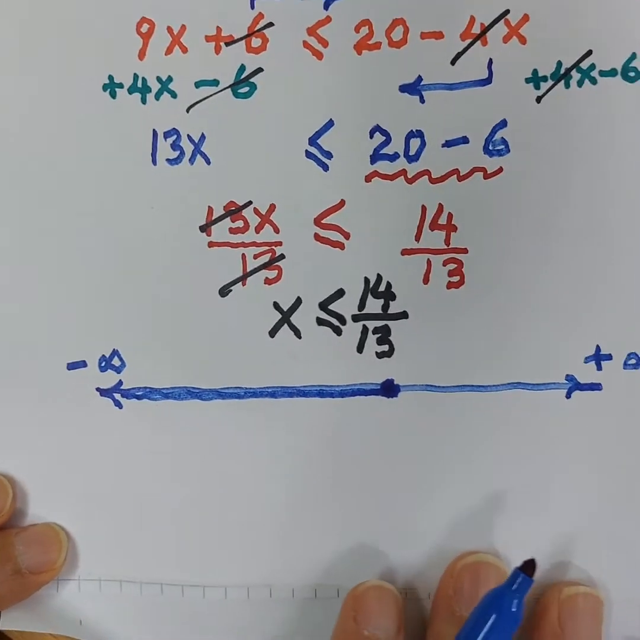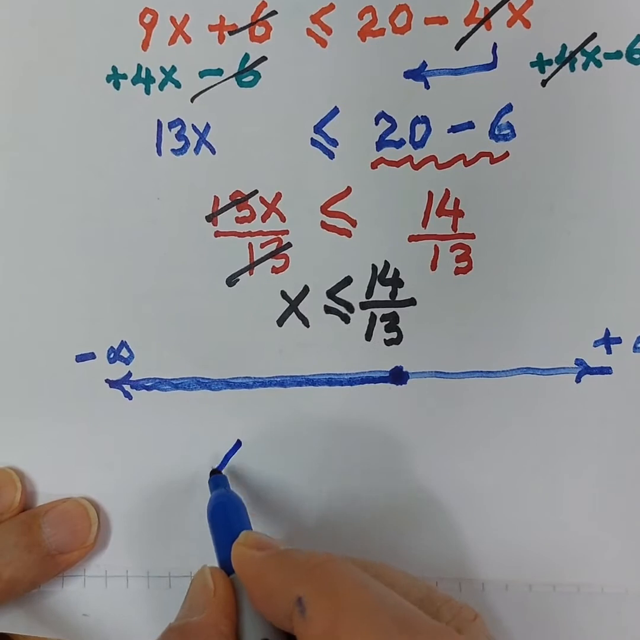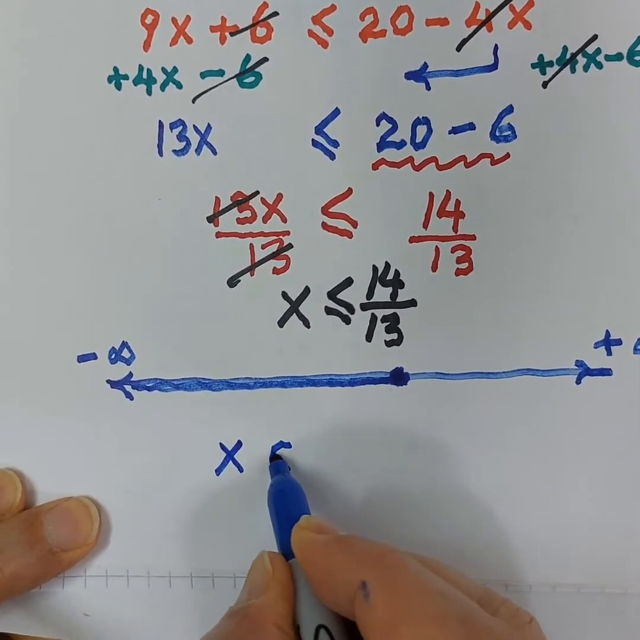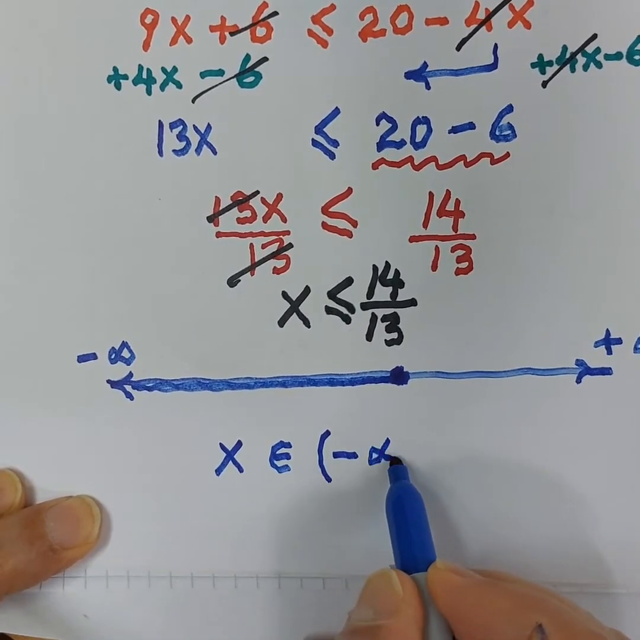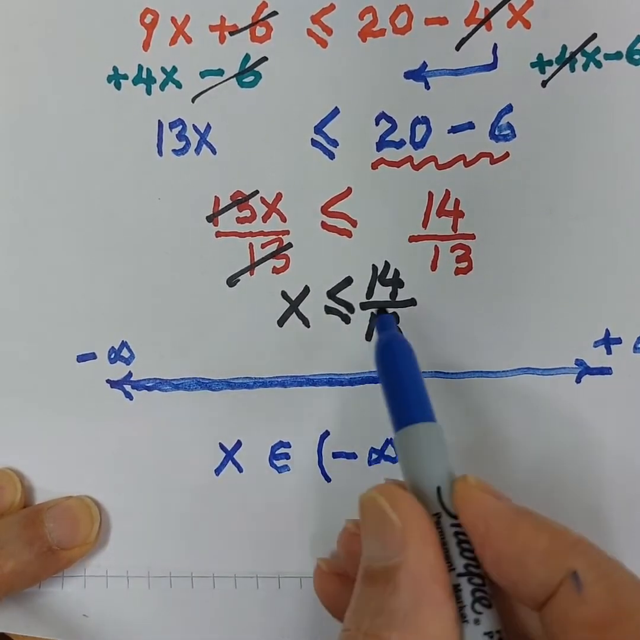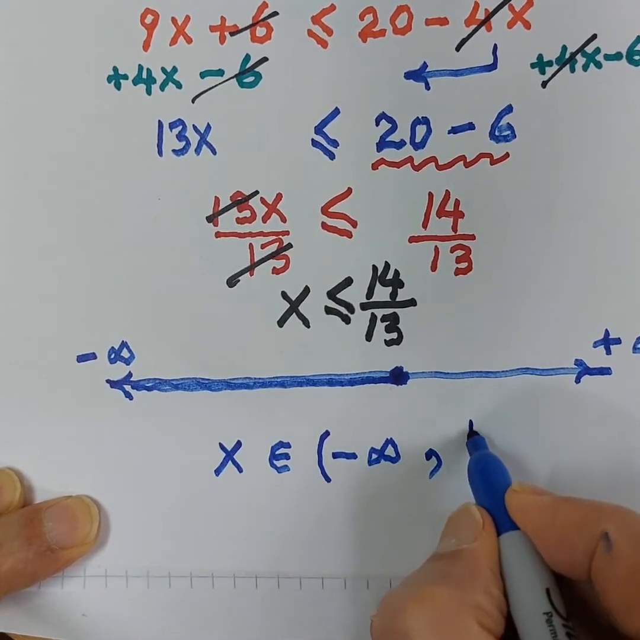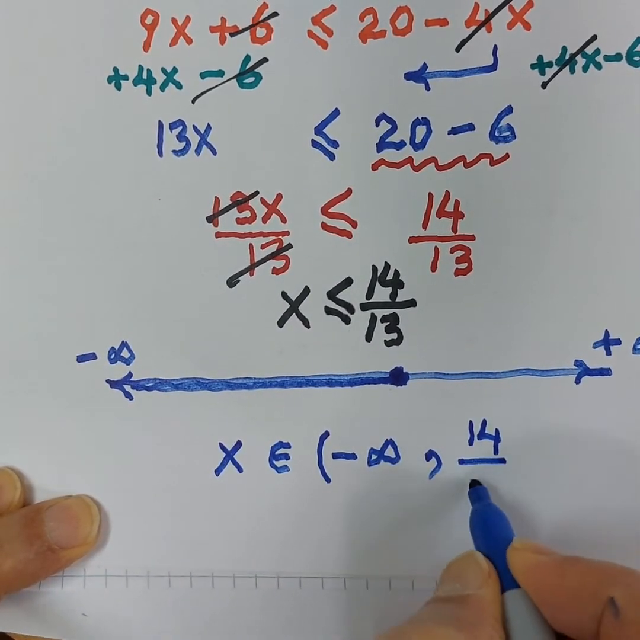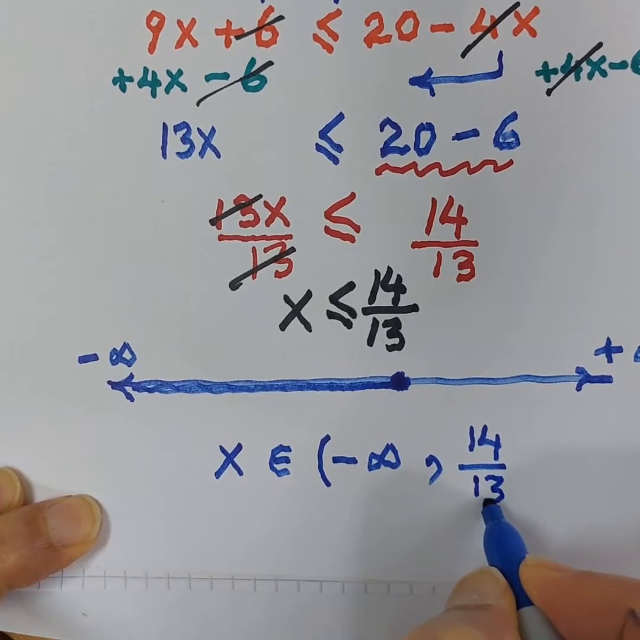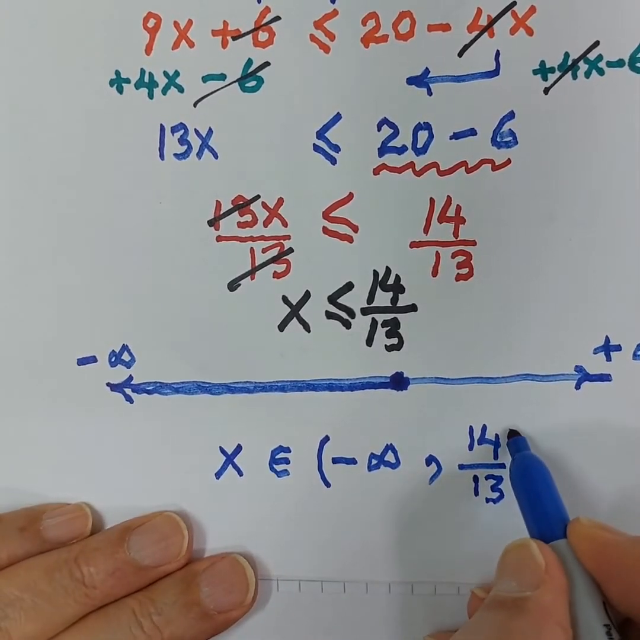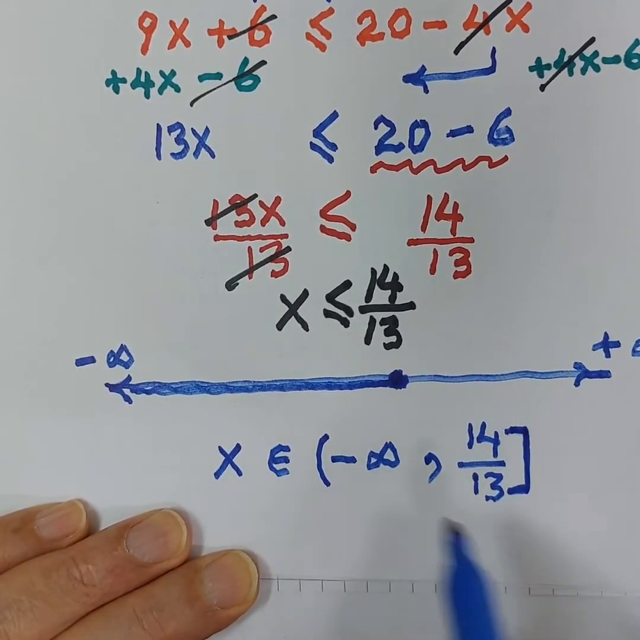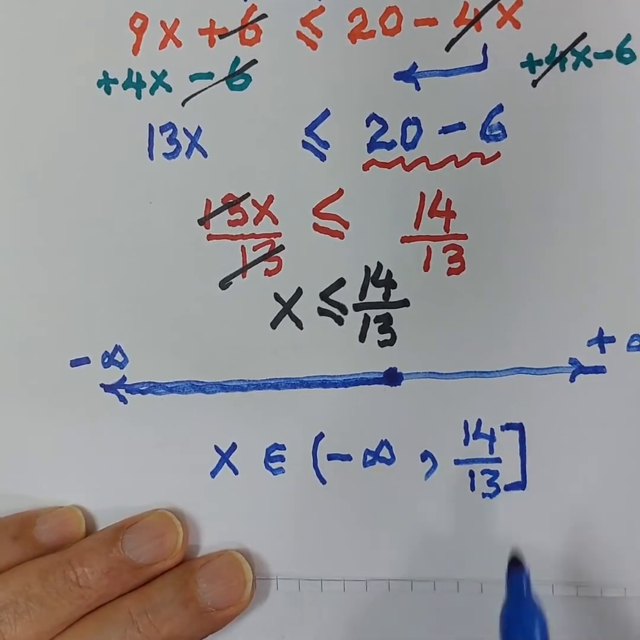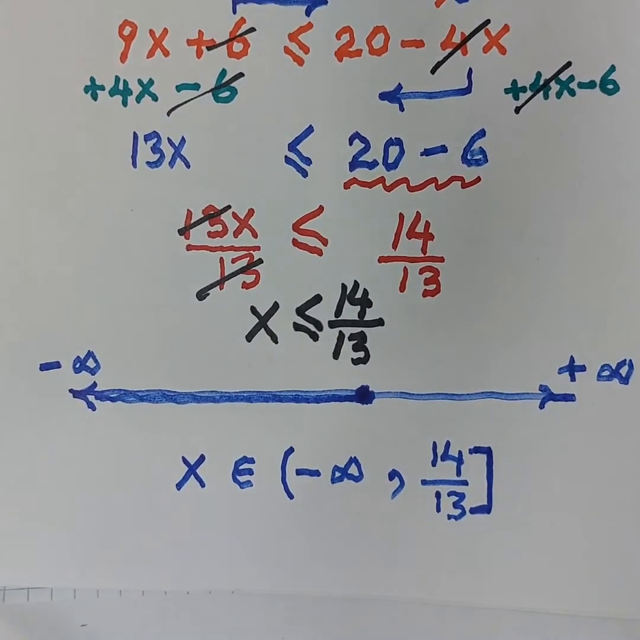We can express it here. x belongs to the interval open from negative infinity and closed at this number, which is 14 over 13. As it is closed, we put here the symbol of closed this way. So this open, this closed. Okay, this is how to find the solution for this inequality.